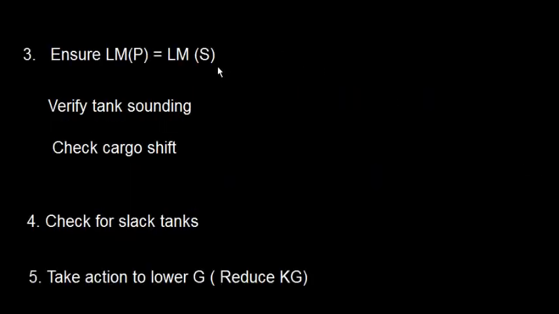In order to establish that the reason for transverse inclination is not list, we need to ensure that the list moment on the port side is equal to the list moment on the starboard side. This can be done by verifying the tank soundings, checking for cargo shift, and checking in the load indicator. Secondly, ensure that no tank is slack. Now, our action is to lower the center of gravity or reduce the value of KG.